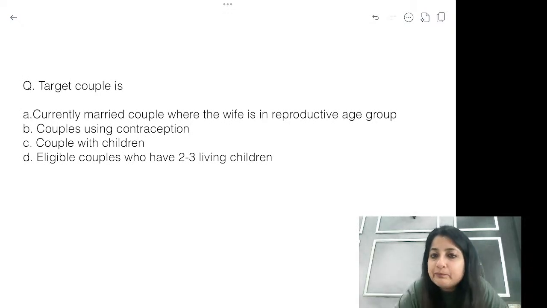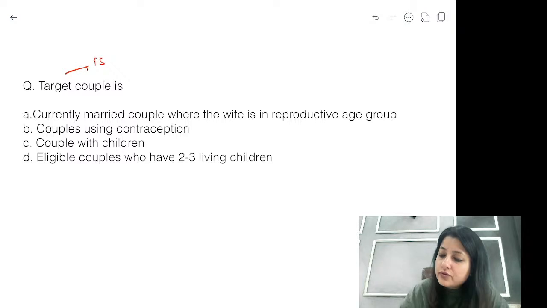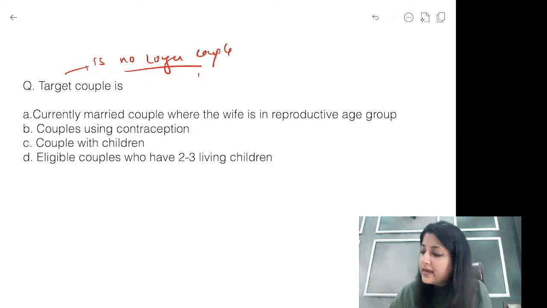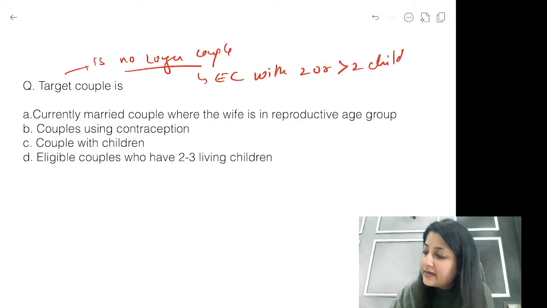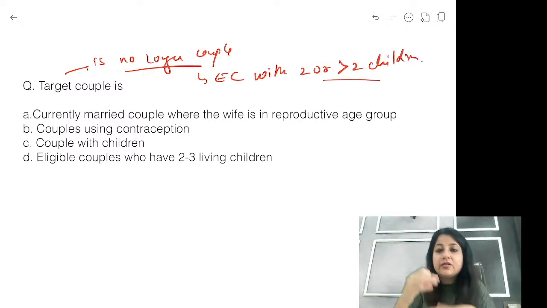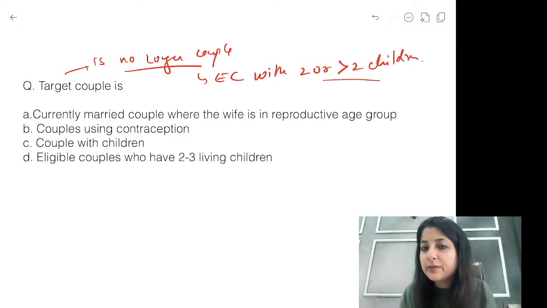Target couple कौन होता है? पहले एक टर्म होता था गाइस, टारगेट कपल. Target couple is no longer used. Target couple was a term which was directed to eligible couples with 2 or more than 2 children. ठीक है, जिनके 2 या 2 से ज़्यादा बच्चे हो, उनको टारगेट कपल बोलते थे.